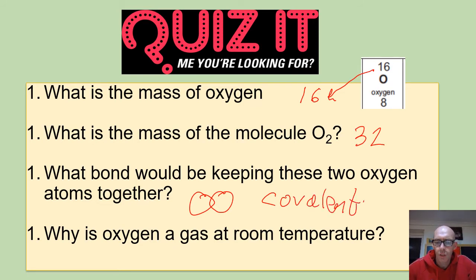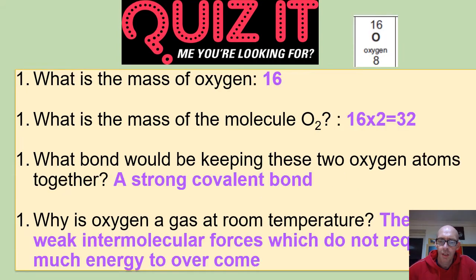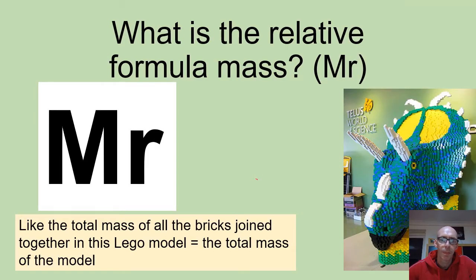And why is oxygen a gas at room temperature? That's because the molecules of oxygen are not attracted together. So weak intermolecular forces, some forces between molecules, weak forces, which don't require much energy to overcome. You could have put, because the molecules are not attracted together, so they're free to move around, which is the way a lot of you refer to it.